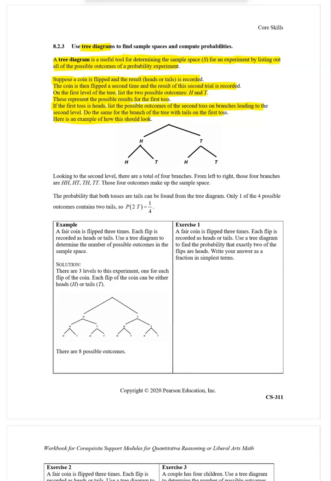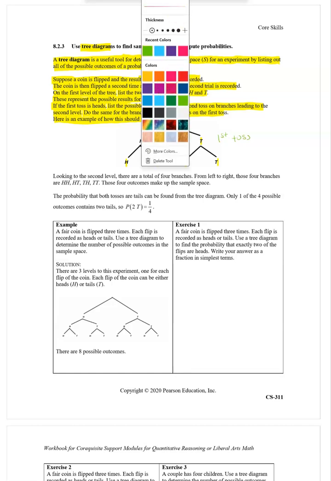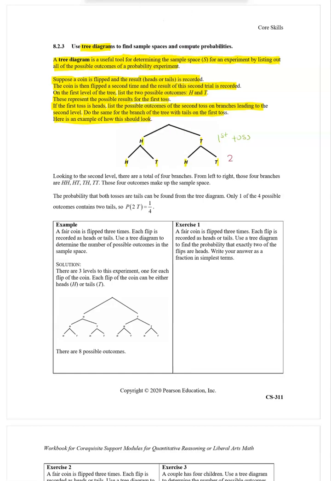So on your first toss, you can have either heads or tails, right? And then on your second toss, you can have either heads or tails. And then for the tails, you have heads or tails. So this is your first toss, and then this is your second toss.